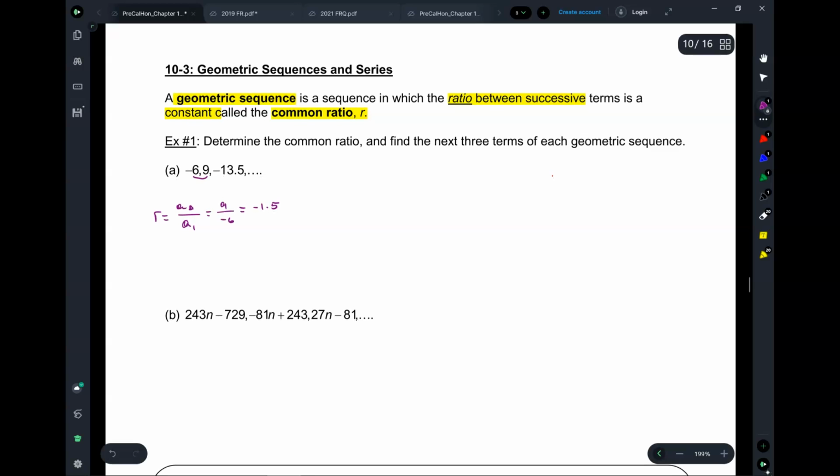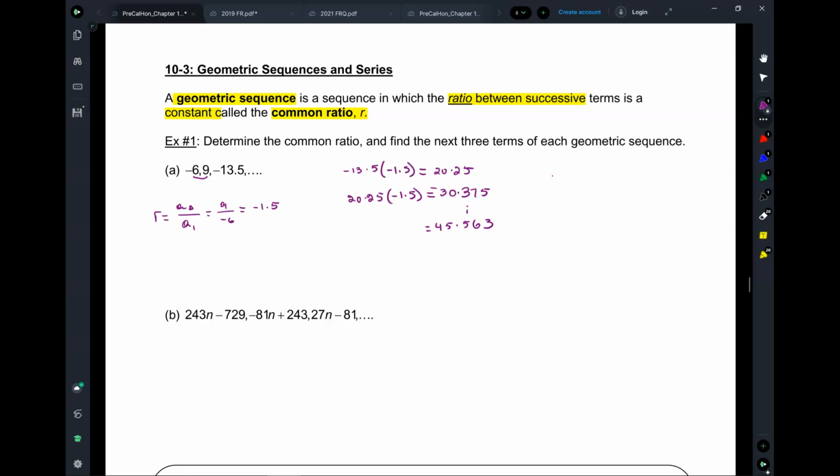So now the next few terms: you take negative 13.5 and multiply by negative 1.5, which is 20.25. Then you take 20.25 and multiply by negative 1.5, and you get negative 30.375. And then the next one, I believe, is 45.563. Okay, so those are the next three terms. All right, questions?